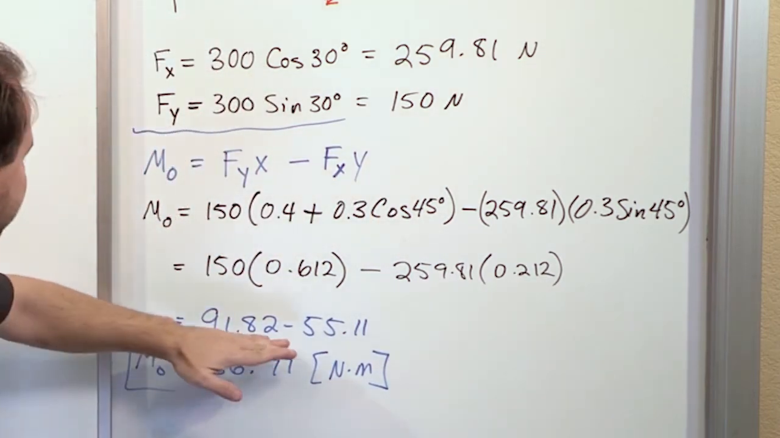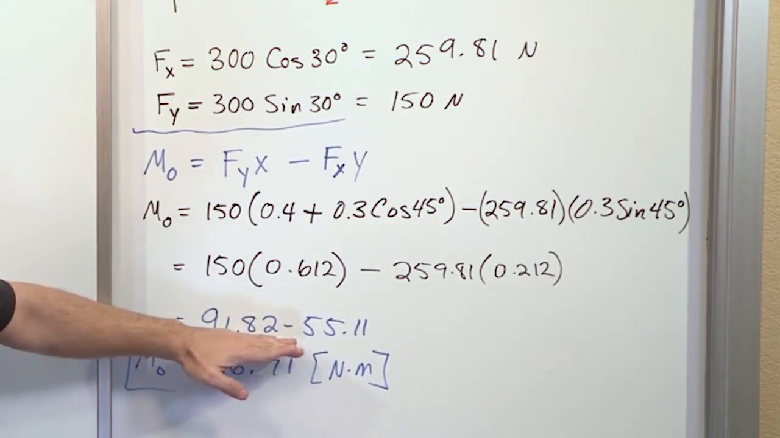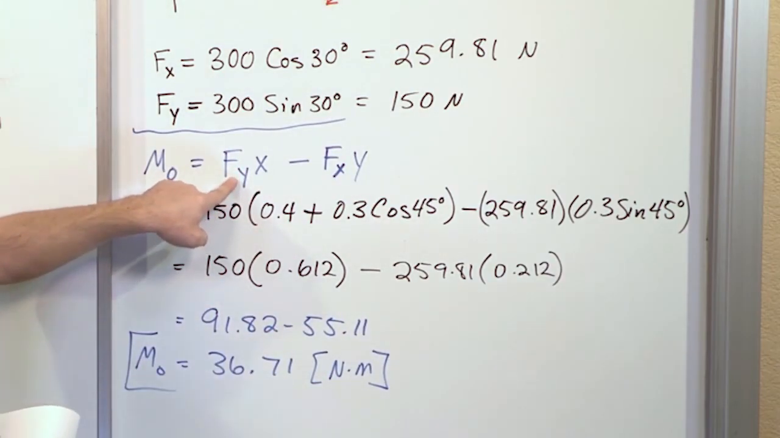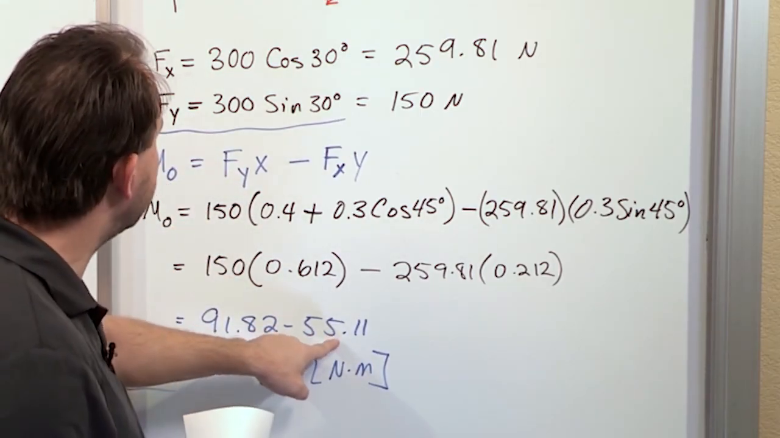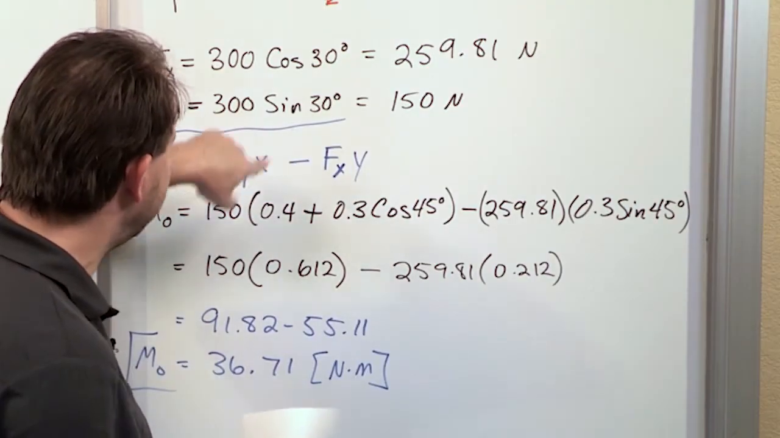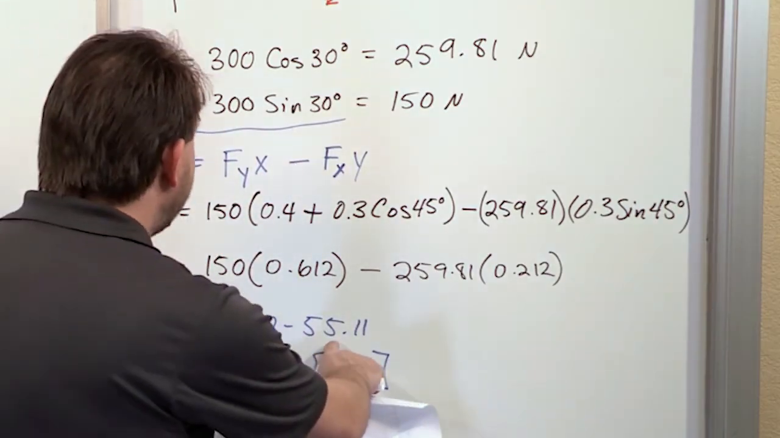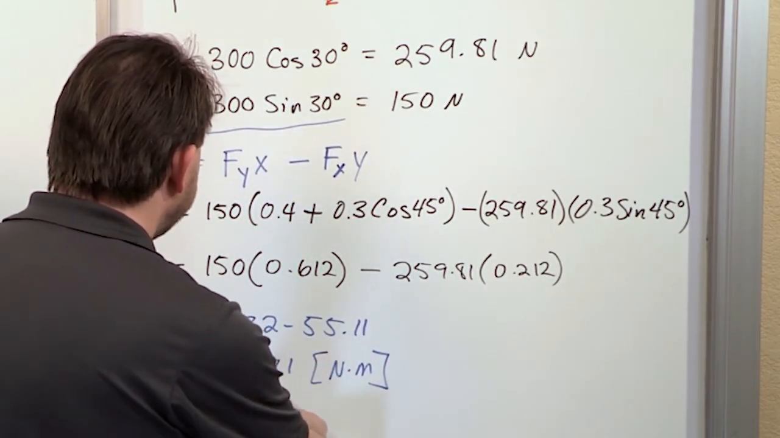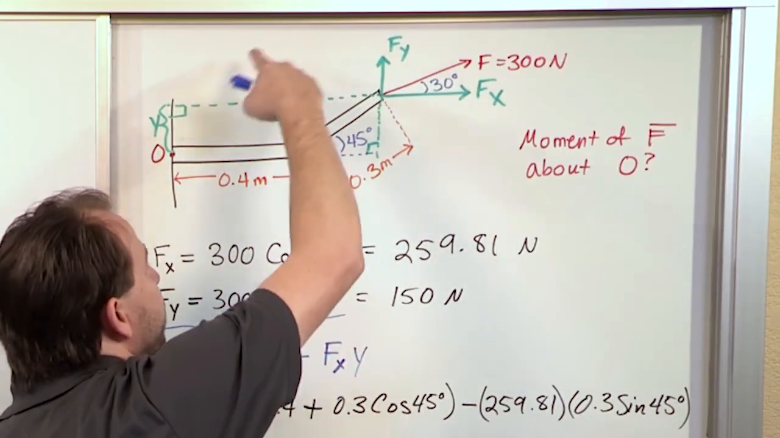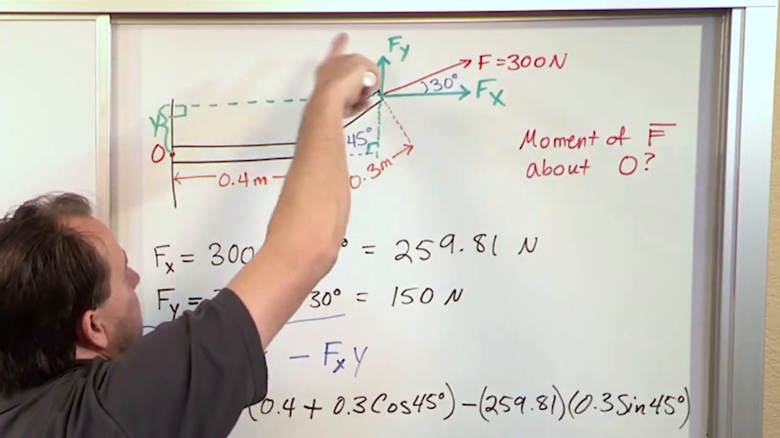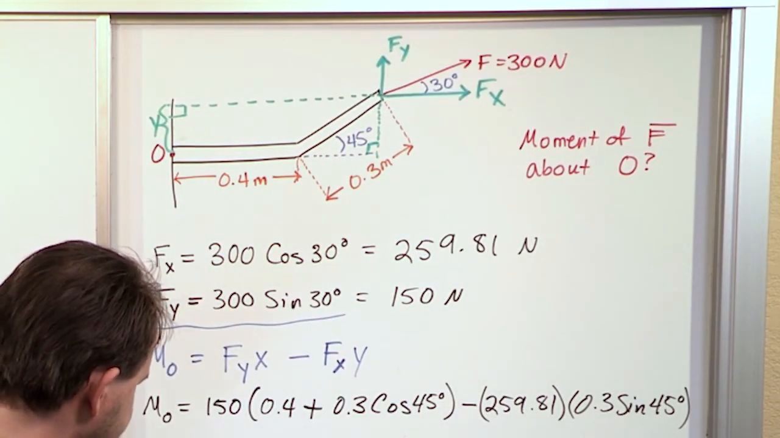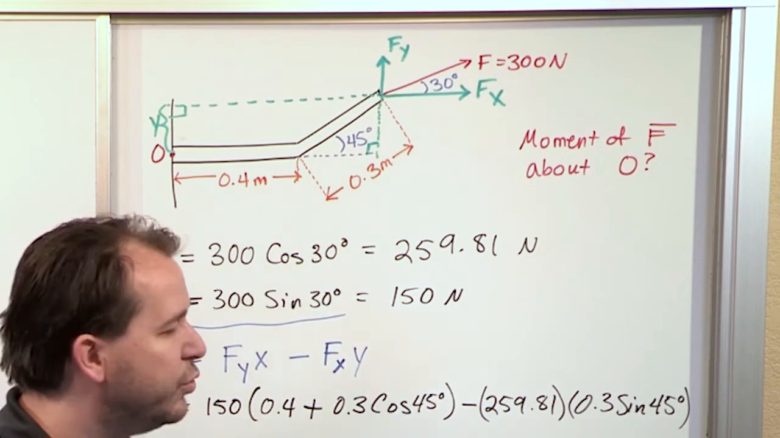So basically this number, 91.82, is the moment in the positive direction caused by force y. This number here is the moment caused by force x, and it's negative because it's tending to spin it the other way. These are fighting each other, and the algebraic sum gives us a positive moment, which means the thing is really going to rotate in this direction at the end of the day. So the answer is 36.71 Newton meters.